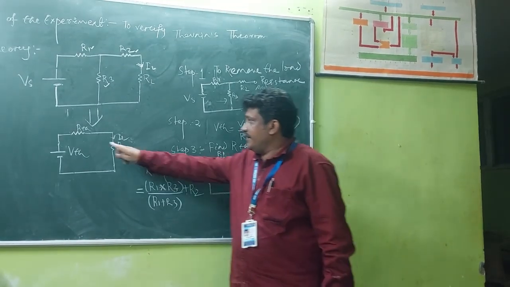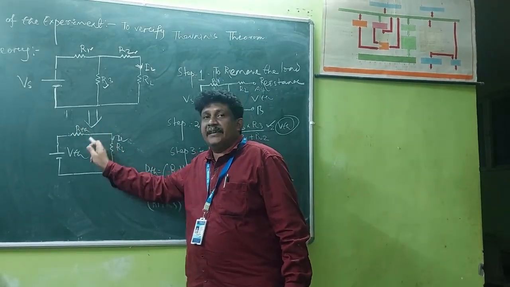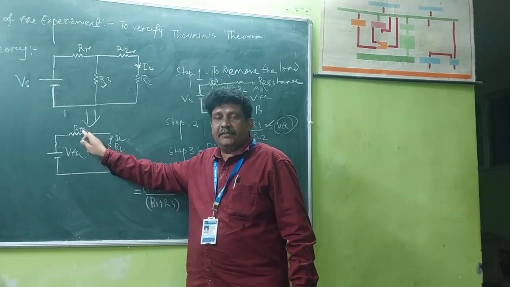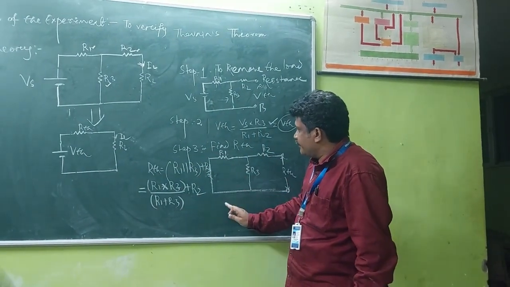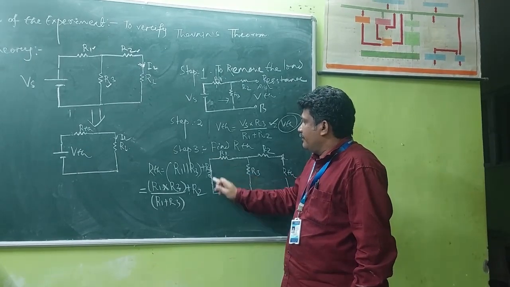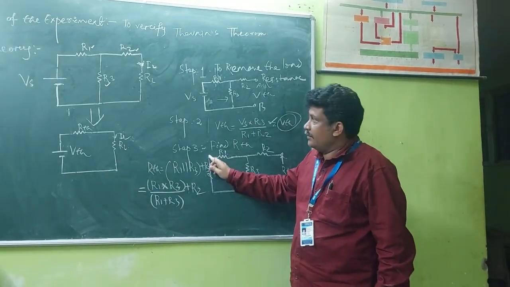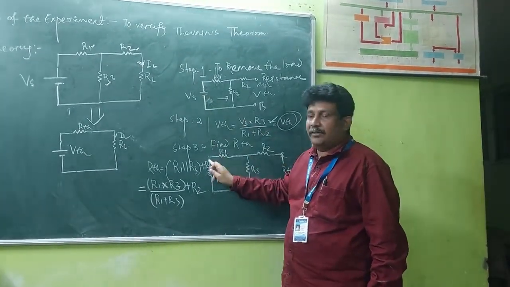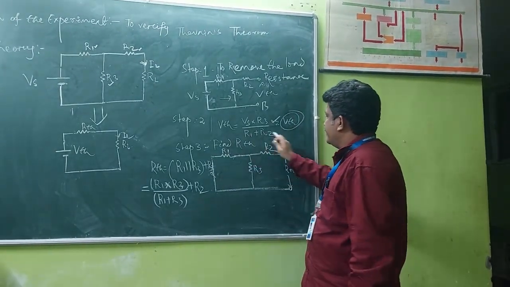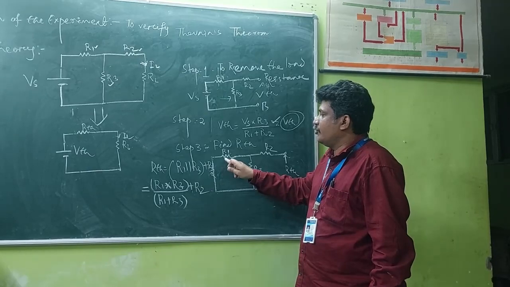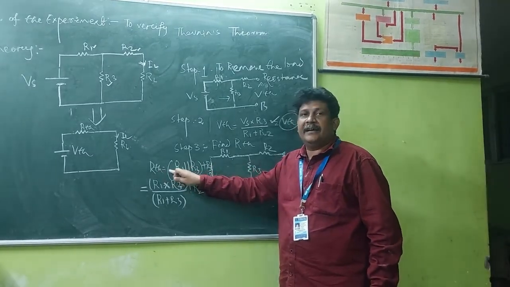Now, as we have already told, we have to get a Thevenin's resistance, that will be RTH. So how will we get it? We will get it by short circuiting the voltage source, and we have to make the equivalent circuit. This is the equivalent circuit to get RTH.